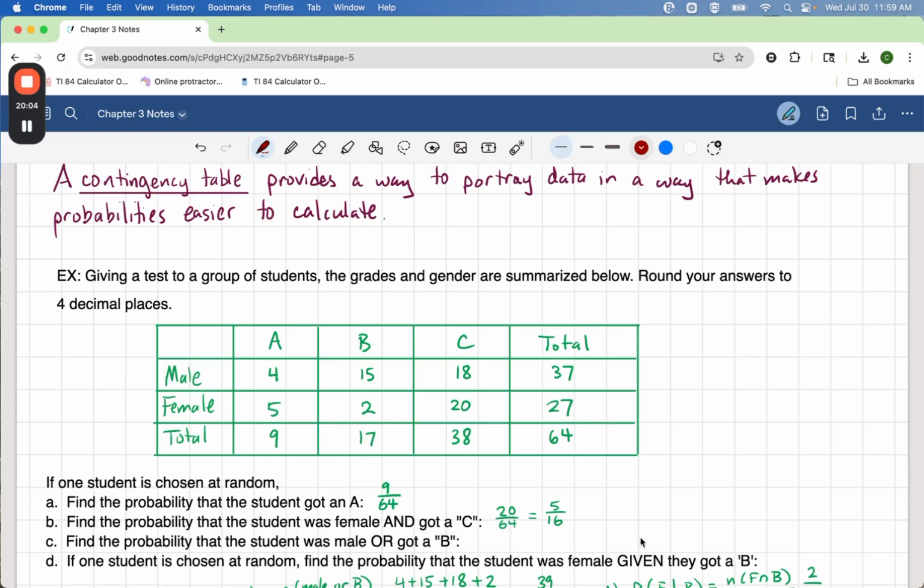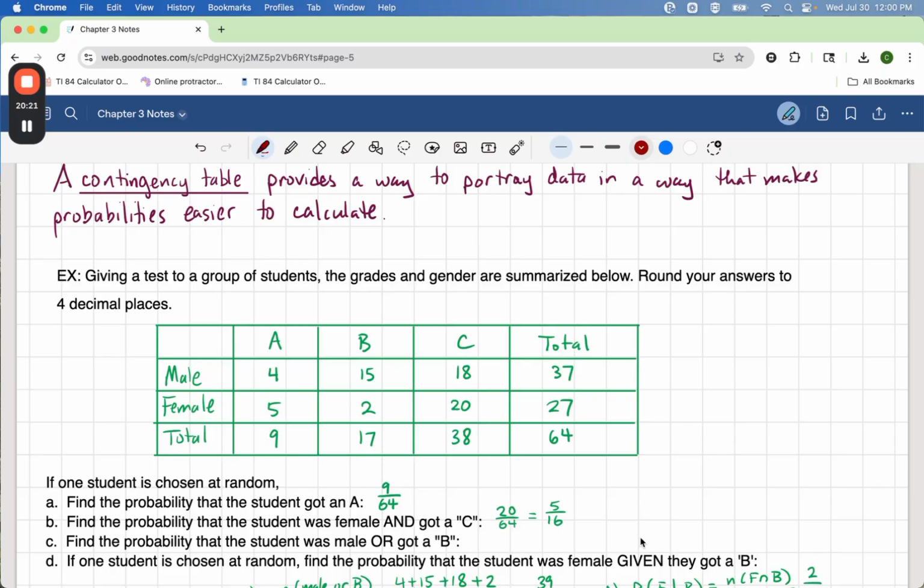If one student is chosen at random, find the probability the student got an A. So that's 9 over 64. Find the probability the student was female and got a C. So there's 20 female C's over 64, so 5/16.